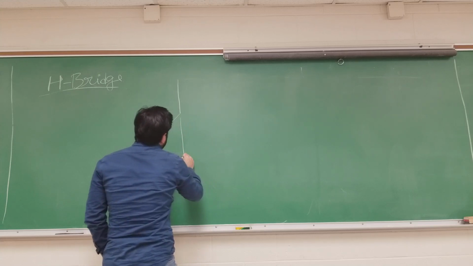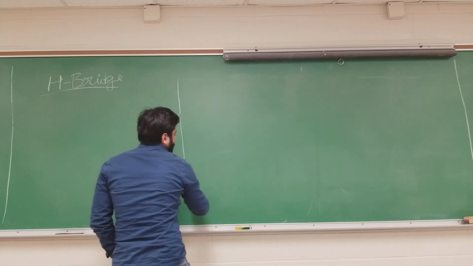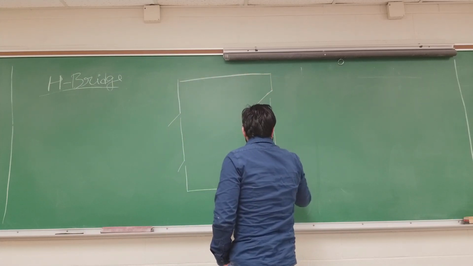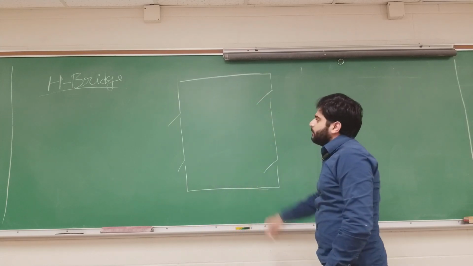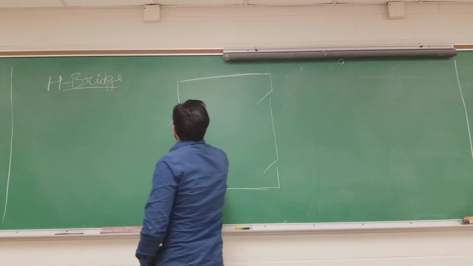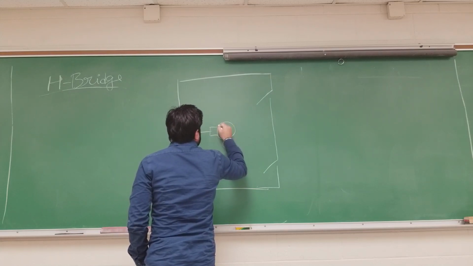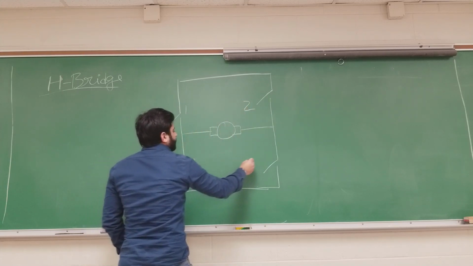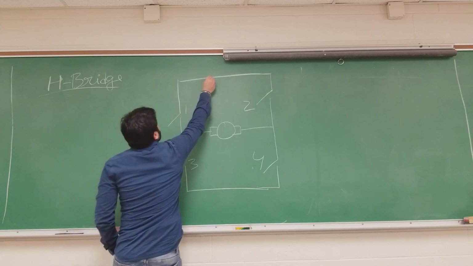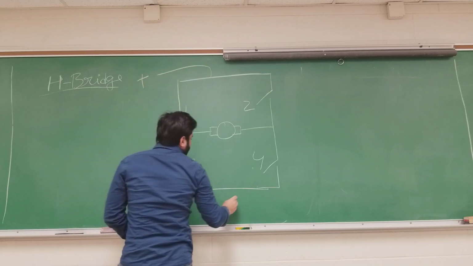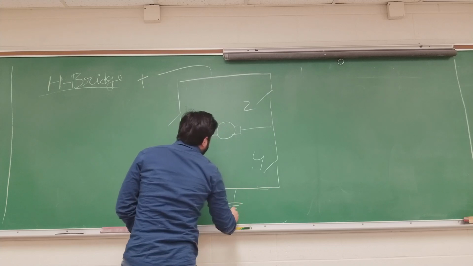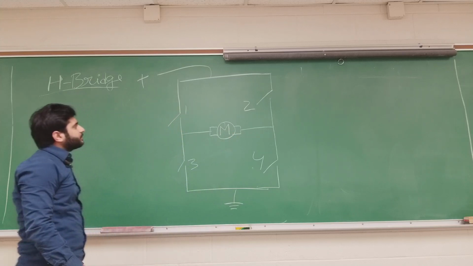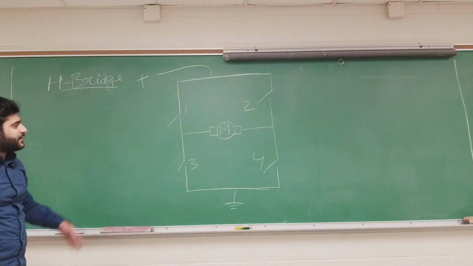So we have 4 switches in this case. And these switches are basically MOSFET transistors. And here is my motor. 1, 2, 3, 4. And here I provide the positive signal, and this is my ground. This is my motor. So this is the H-bridge.